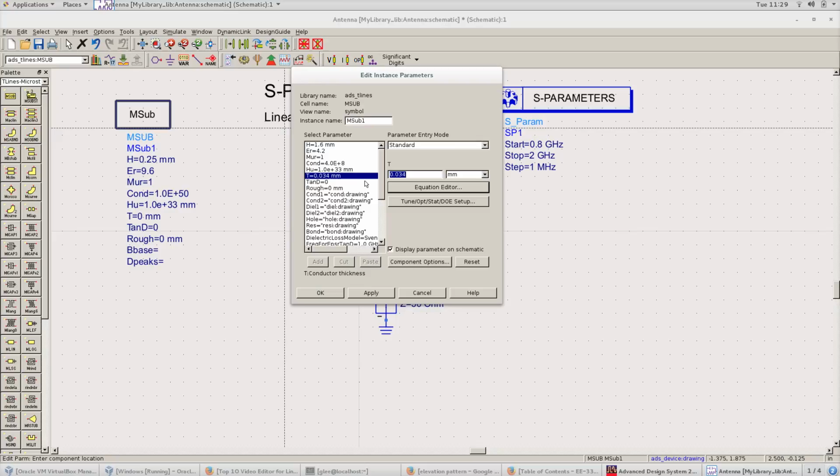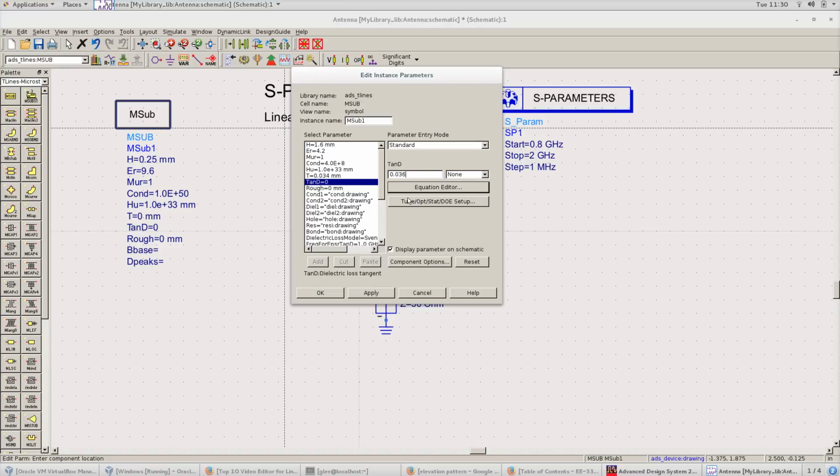And again, this did cause some confusion last semester, because T sounds like thickness, and people thought it was the thickness of the board. But again, this is the thickness of the conductor, or the copper edge. Tan D is the dielectric loss tangent. For FR4, it's actually kind of high at 0.036. That's pretty much an average value.